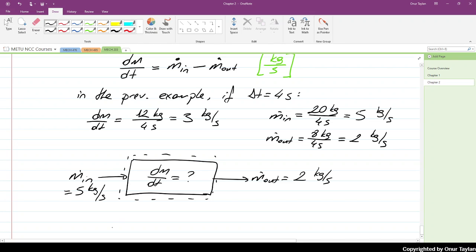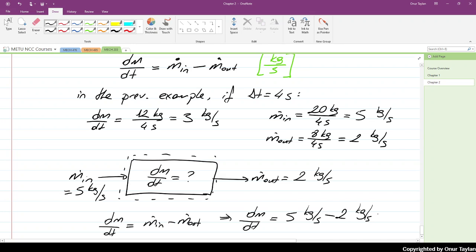Therefore, dm by dt, this is the mass balance in rate form, m dot in minus m dot out. So from here, dm by dt is equal to 5 kilograms per second minus 2 kilograms per second. So it's going to be 3 kilograms per second, which we found out previously. So that's basically the same.